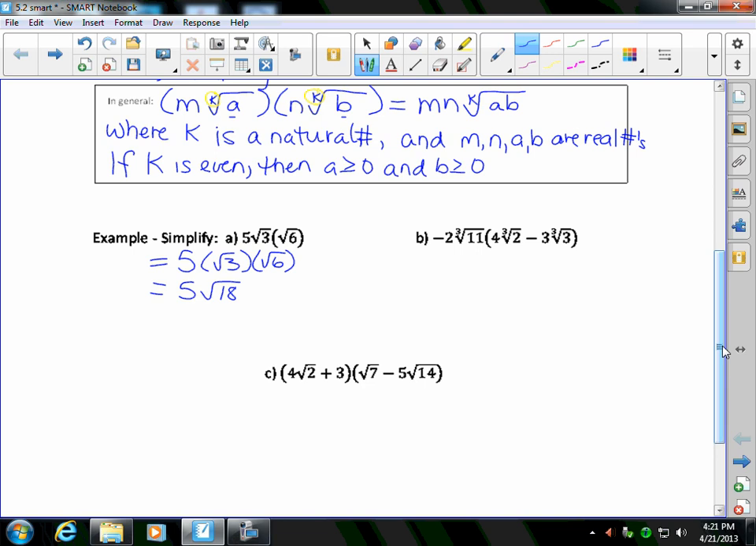You check to see, is there a perfect square, in this case because this is an index of 2, that multiplies into 18, and there is. It's 9 times 2. So this would be 5 times 3 square root 2, because the square root of 9 is 3. So my answer is 15 square root 2.